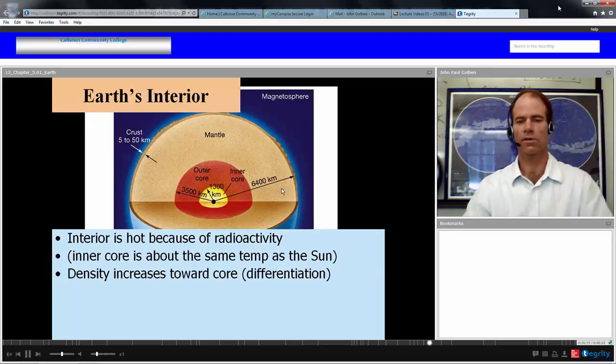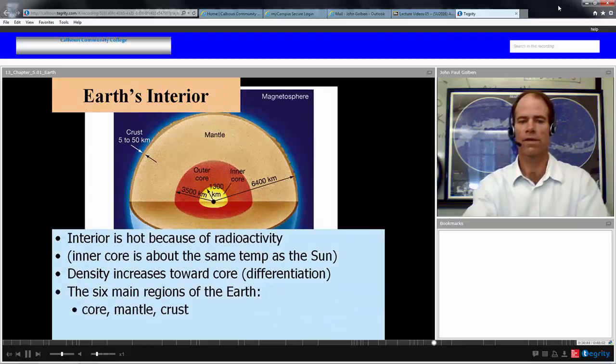Density of the Earth increases towards the core. This is a direct result of what we call differentiation, as material coalesces and starts to accrete into something. Your denser stuff is towards the middle, and your less dense stuff is towards the outer portions of that object.